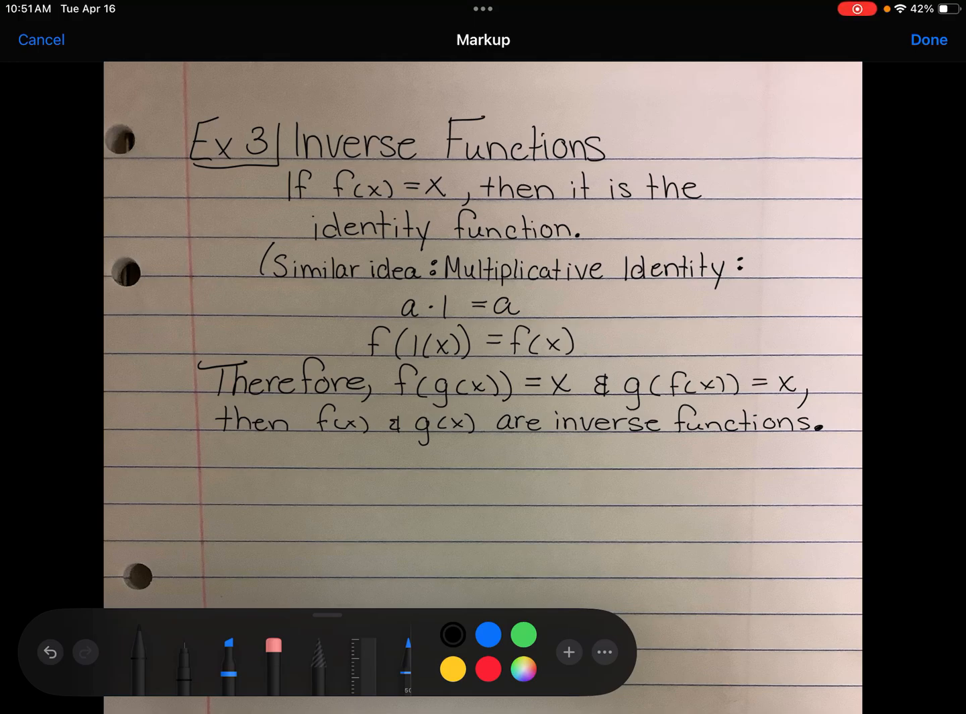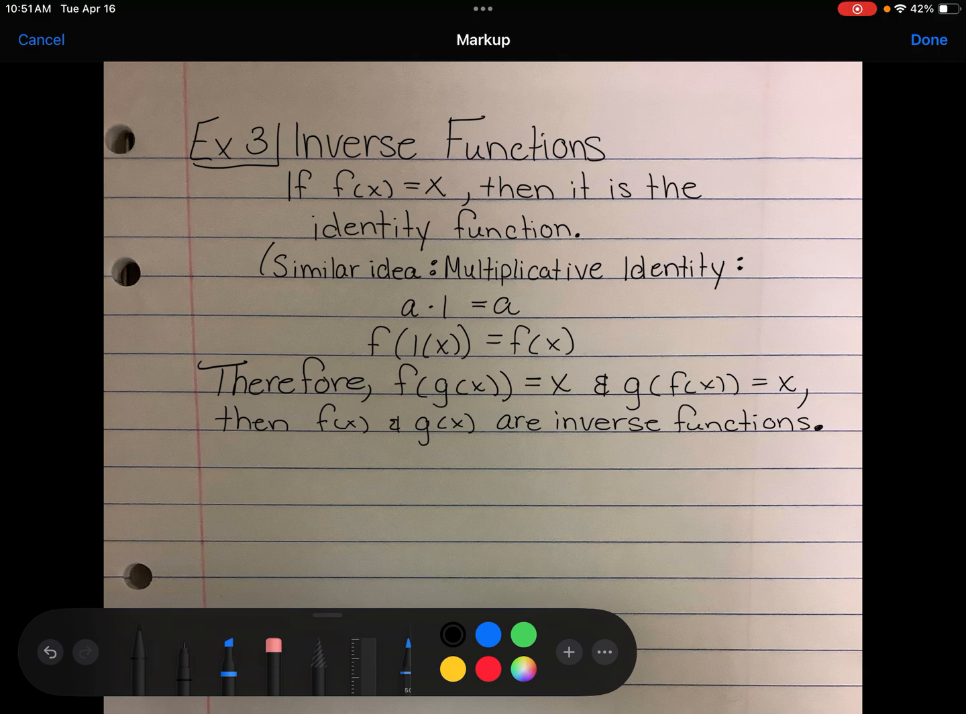Example 3, inverse functions. Take a moment to write all this down. You can pause the video if you need more time to write. So if f of x equals x, then it is called the identity function. This is a similar idea to the multiplicative identity, which is a times 1 equals a. So just like that multiplicative identity, we can relate it to functions. F of 1 of x equals f of x.